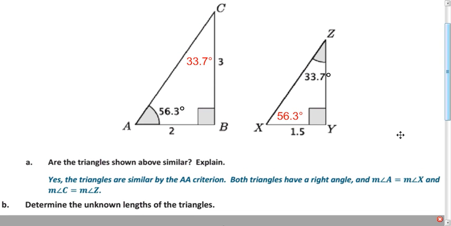So you should be able to write proportions here. And keep in mind that to find the hypotenuses, you might want to think about using Pythagorean theorem. So you're going to figure out what those missing measurements are.